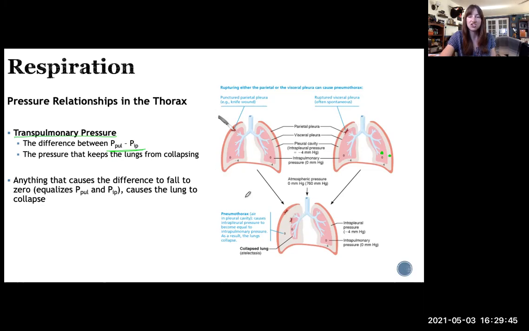In this image, we're showing an injury to the right lung, causing equalization of the pressure from 0 inside of the lung, intrapulmonary, and -4 intrapleural, to equalized 0 in both the intrapleural and the intrapulmonary space. That lung collapses, and it cannot reinflate until that hole is repaired. It needs to be fixed there. And it's even more complicated than that because this space will fill with fluid, right? Very, very important.